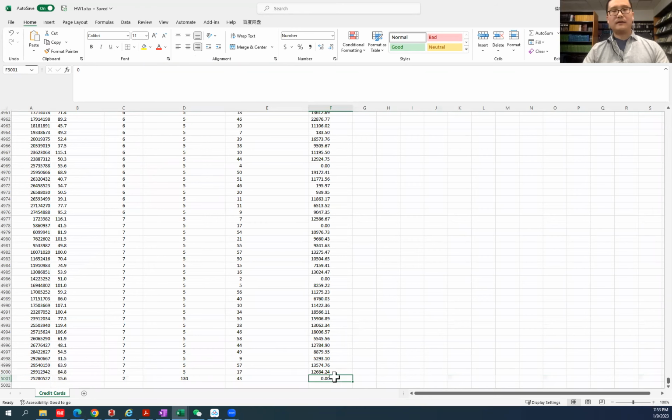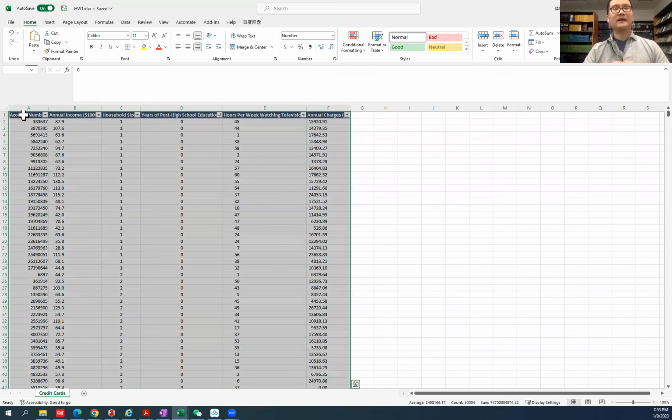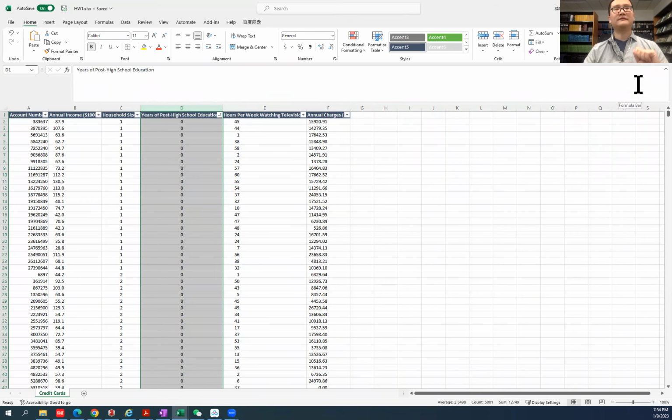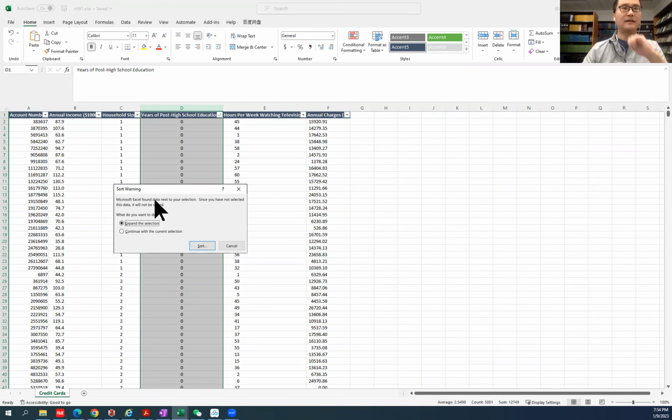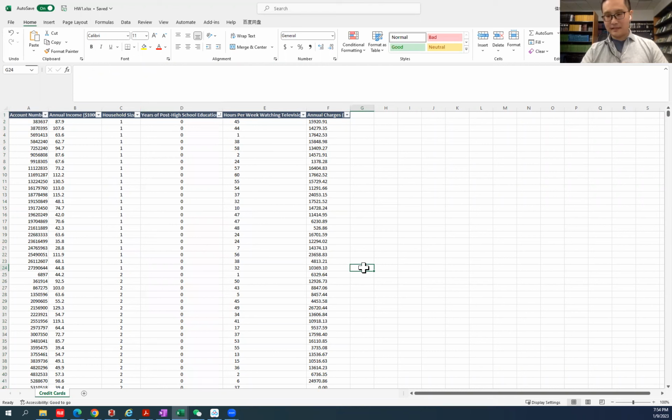So that's why in the beginning, just so Excel doesn't misunderstand you, you should select the whole sheet instead of a single column. If you select one column, for example, only the years of post-high school education, and go to sort, it will prompt a warning asking whether you want to expand the selection to the entire sheet. If you instead continue with the current selection, then this will break the link between different columns. Did I address your question successfully? Well, I hope so.